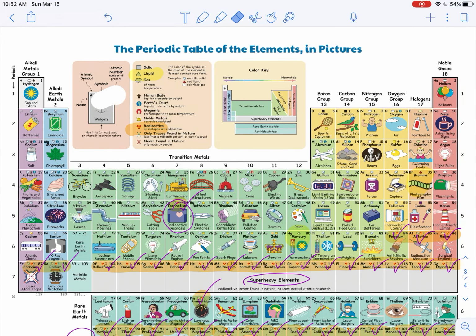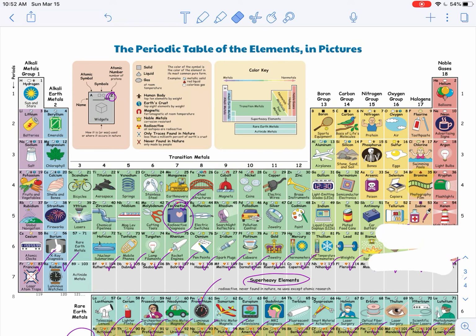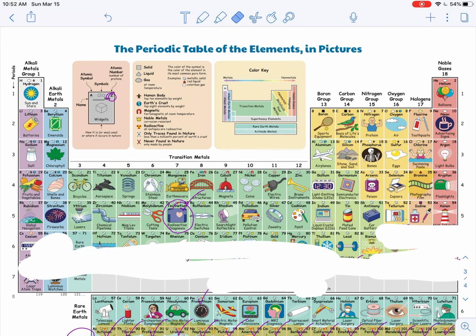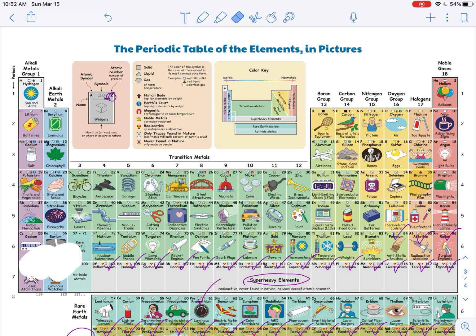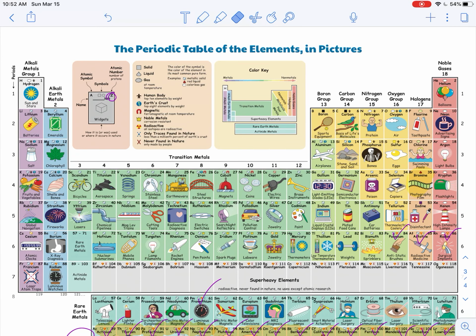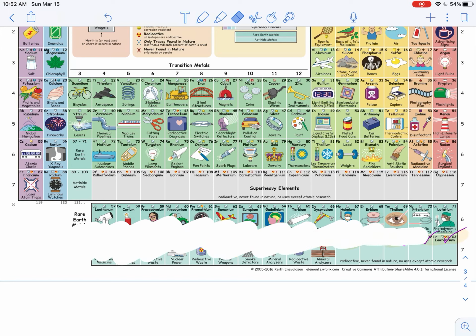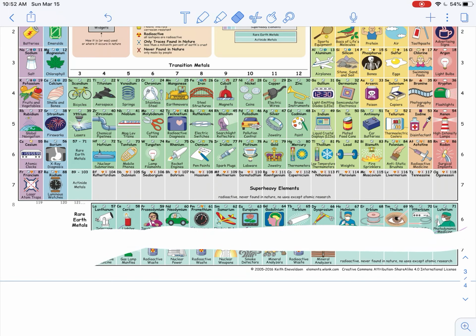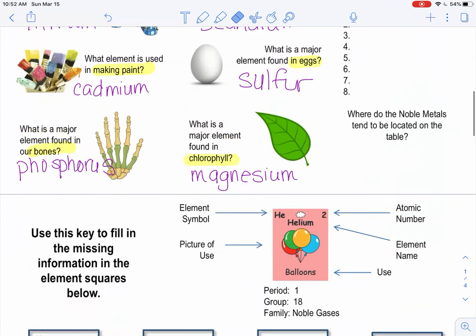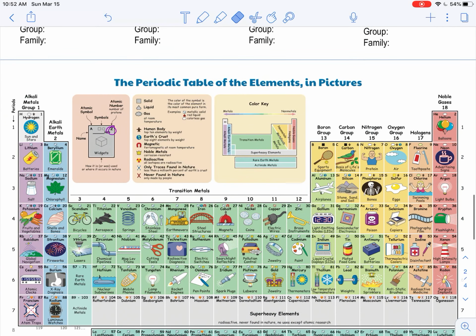Let's just take a minute and erase all of our other notes so far. Clean up our periodic table so it's easier to see what we're working on. Come on, check marks. Get out of there. It's taken me so long to erase these. Now I need to go back up and look what that question was again. Oh yeah, which elements are considered the noble metals? And there's going to be 8 of them.